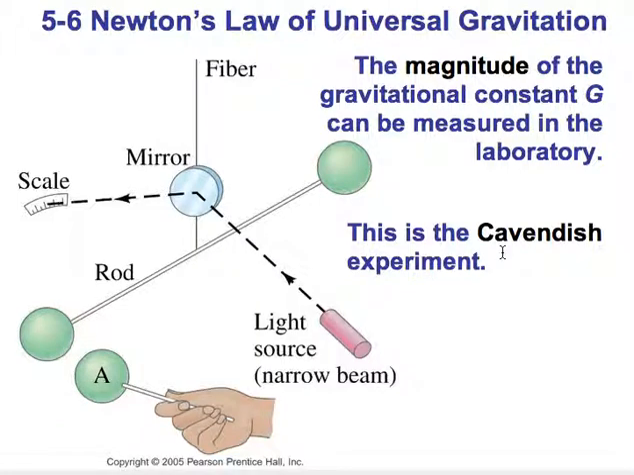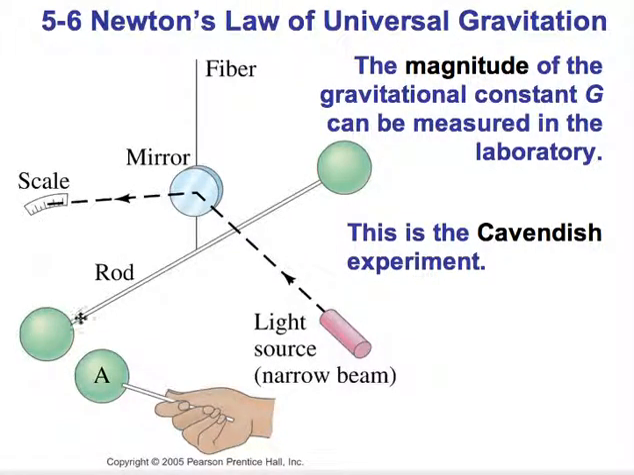And anyway, this won't be on a quiz or a test or anything, but what he did was he had two objects that were attracted to each other, and what that did is it twisted this, and the very slight twist of bringing this object next to this object, you couldn't notice unless you shined a laser light at it. Well, it wasn't a laser, it was the 1800s, but a light source, narrow beam, and when it moved just a little bit, it would move over here on the scale.